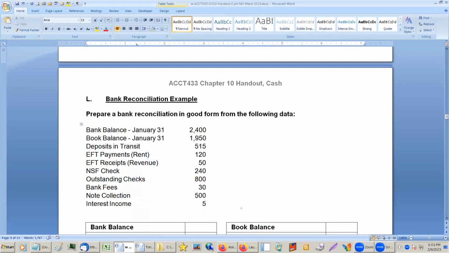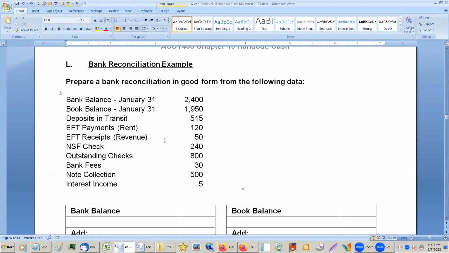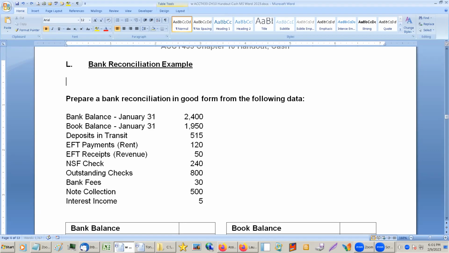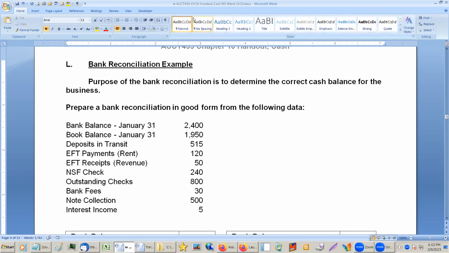Oh, here we go. So this is the chapter 10 handout. I'm going to do the bank reconciliation. The purpose of the bank reconciliation is to determine the correct cash balance for the business. It can also be used to find fraud.